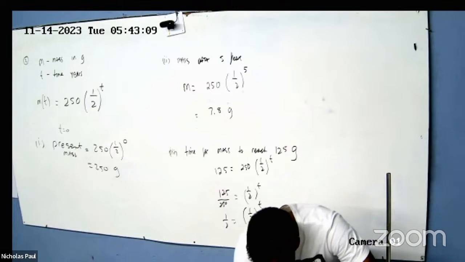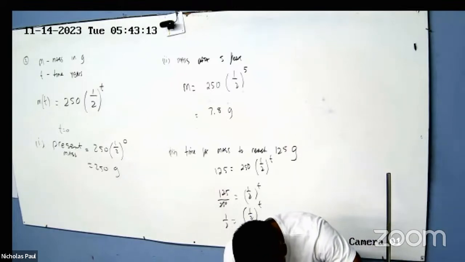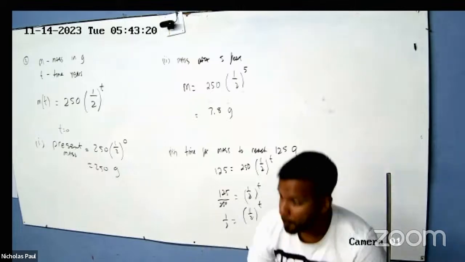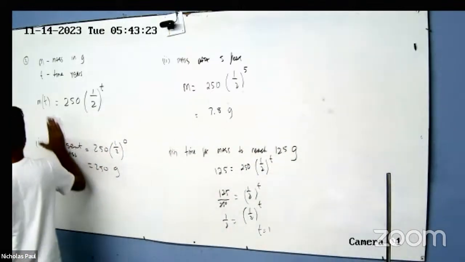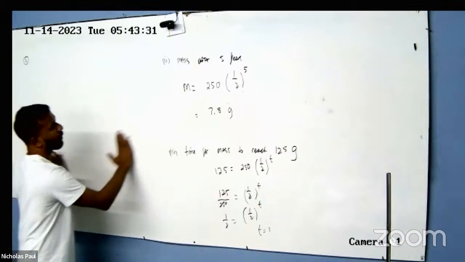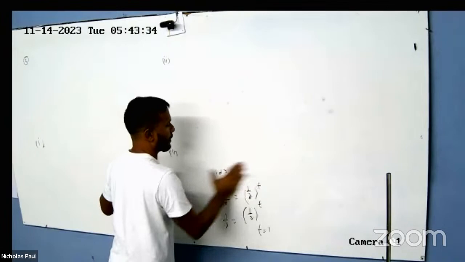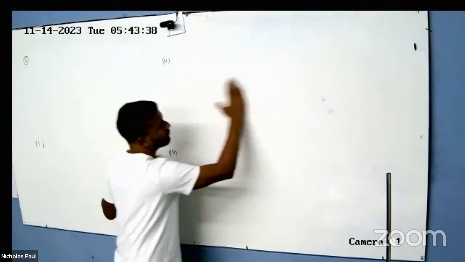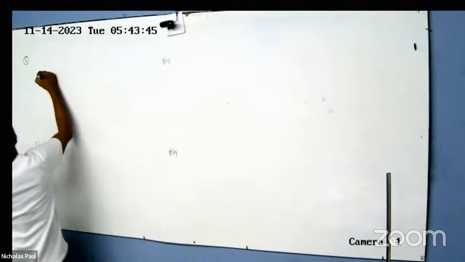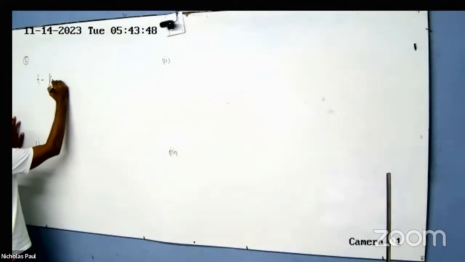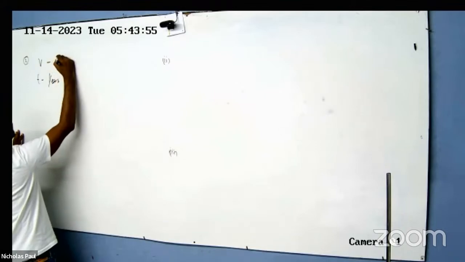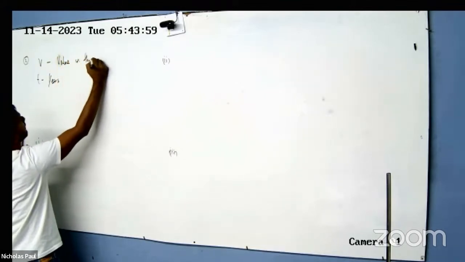Transformation of functions. Right, so I'll give you V and t. t is in years, and V is the value in thousands.